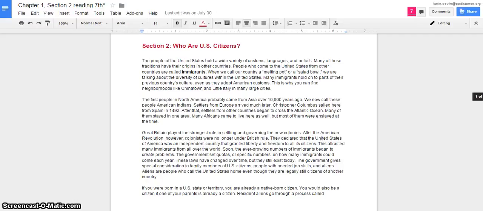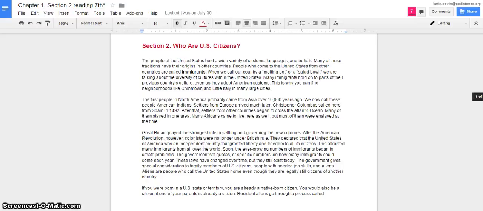When we call our country a melting pot or a salad bowl, we are talking about the diversity of cultures within the United States. Many immigrants hold on to parts of their previous country's culture, even as they adopt American customs. This is why you can find neighborhoods like Chinatown and Little Italy in many large cities.